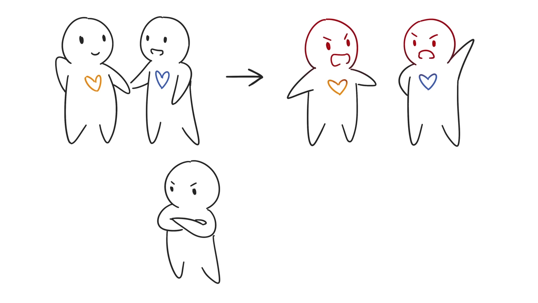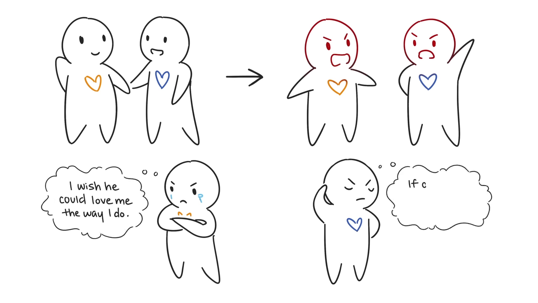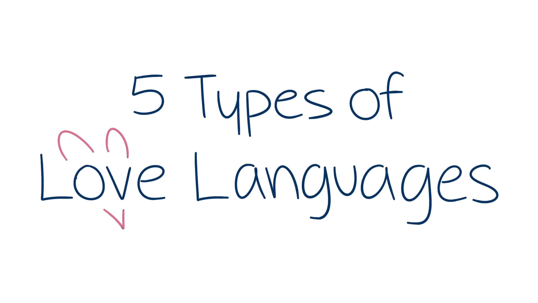Common thoughts people may have when their love languages clash are, I wish he could love me the way I do, and if only she could give me more space. Does this sound familiar to you? Understanding how the two of you communicate love is important in order to grow together in your relationship. Here are Chapman's five types of love languages.